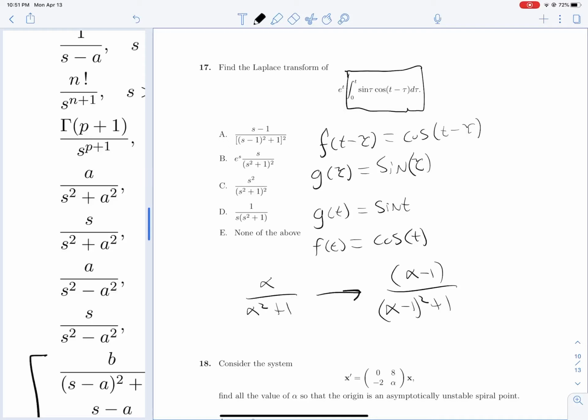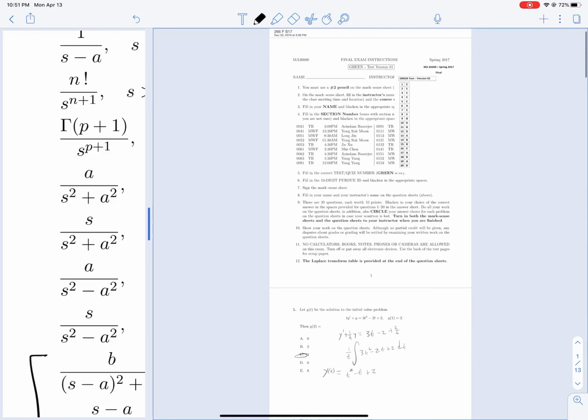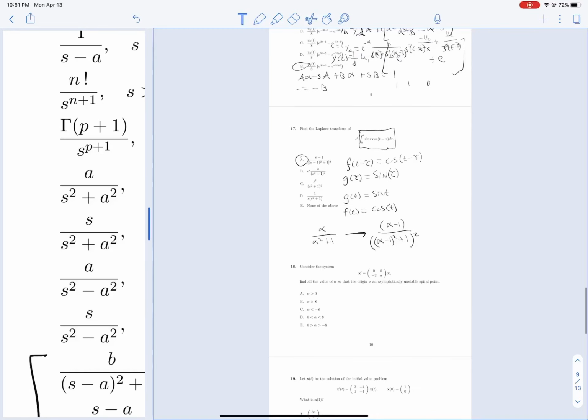Oh yeah, whoops, we multiplied our denominators as well, so we do get a squared on the bottom. That was a silly mistake, and I hope you caught me on that as well.